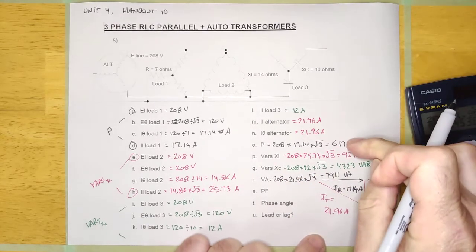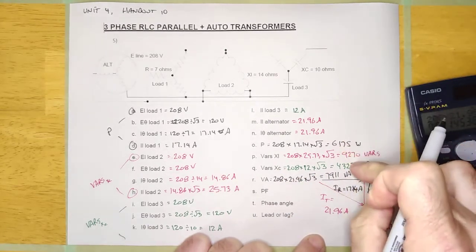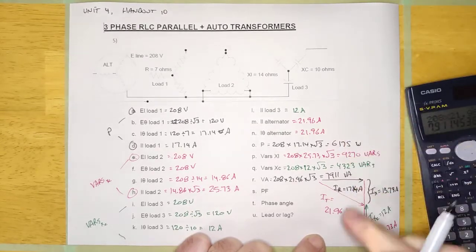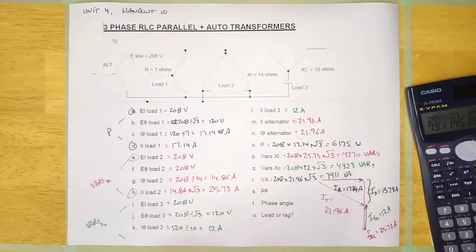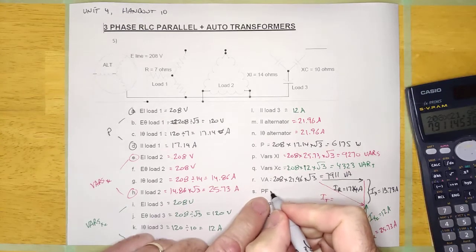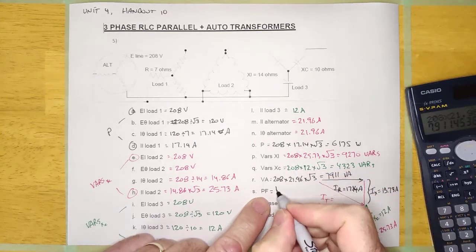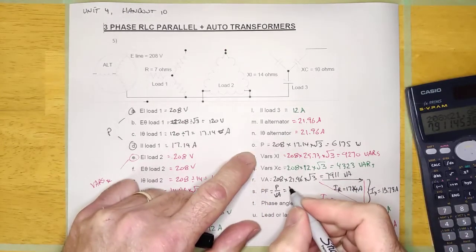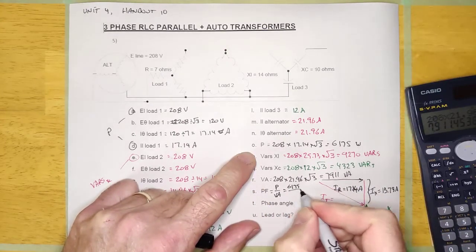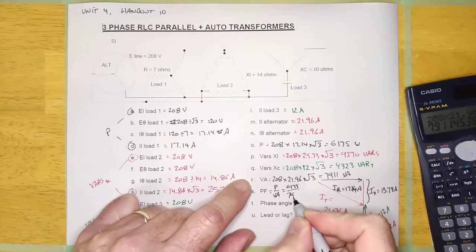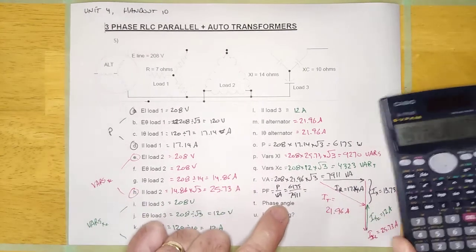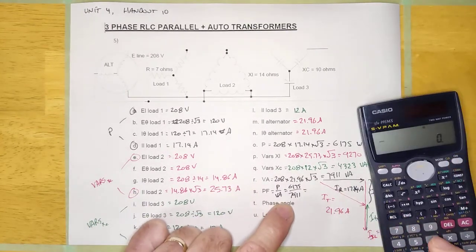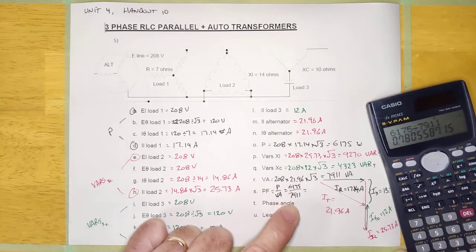Now, I'm going to do it at the end. I'm going to draw these power phasors and see if we come up with the right answer here. But for the power factor, guys, I'm just going to go P over VA. My power is 6175, VA is 7911. So let's calculate that real quick: 6175 divided by 7911 equals. Looks like our power factor is 0.78.